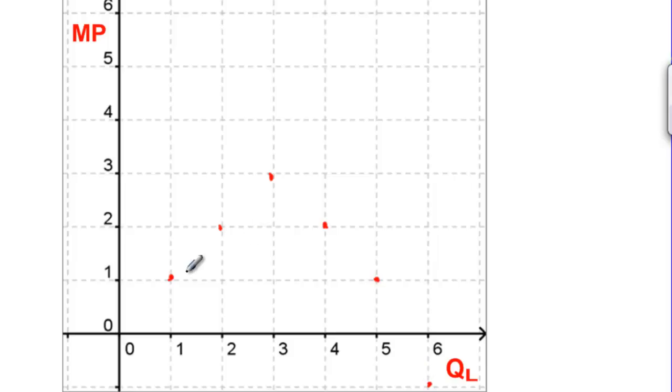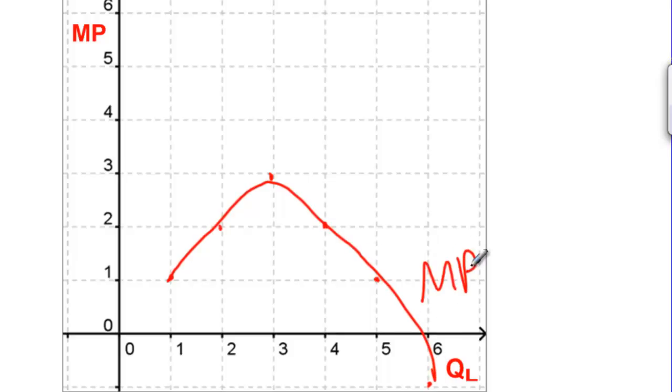If we connect these dots, what we have is a marginal product curve for labor in our toy truck factory in the short run. This is the output attributable to additional workers added to a fixed amount of capital in our toy factory. Let's make some observations about this curve now.